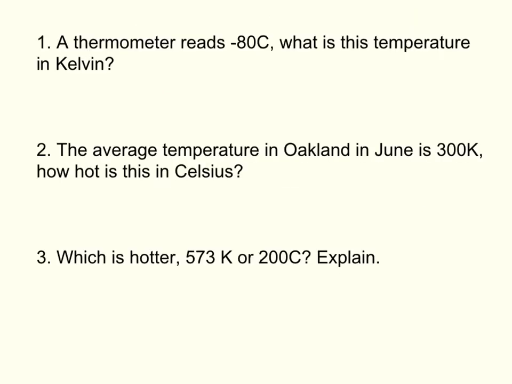So now let's apply that knowledge of temperature to some example problems, some conversions between units of temperature. So number 1 says, a thermometer reads negative 80 degrees Celsius. What is this temperature in Kelvin? Well, my given is degrees Celsius, my unknown is Kelvin. So I'm going to need the equation that relates Kelvin equals degrees Celsius plus 273.